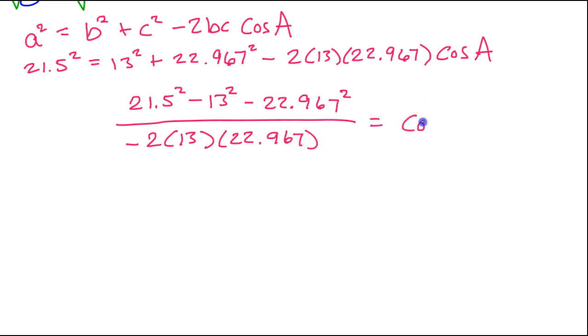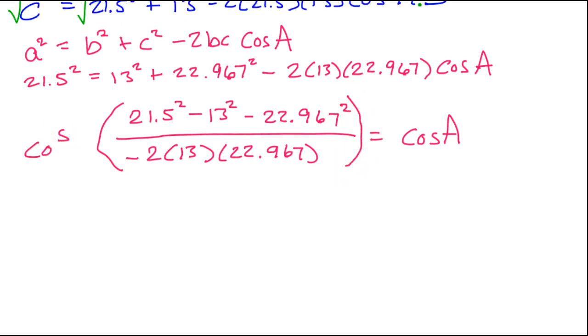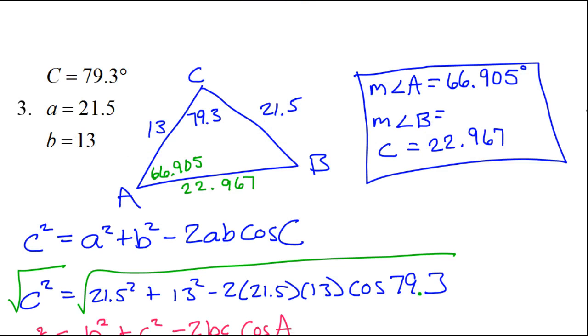Alright, so that should get cosine A by itself. But of course, I don't want cosine A, I want angle A. So if I want angle A, I need to do the inverse cosine of all of this, and that should give me the measure of angle A. So go ahead and put all of this in your calculator at once. So I got 66.905 degrees.